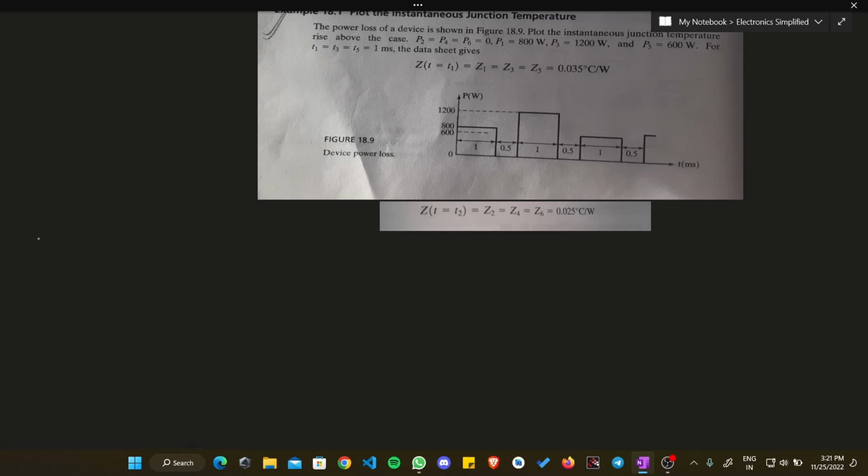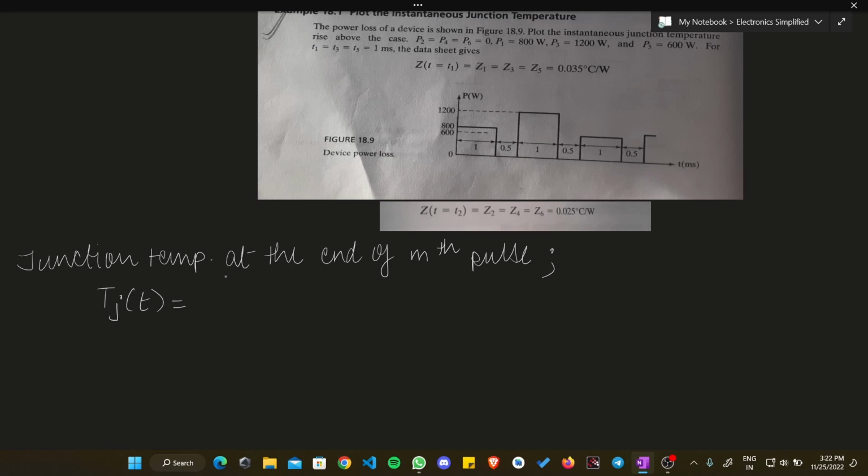One must be clear with one of the equations, that is the junction temperature at the end of the mth pulse. It is given by one formula, and that formula must be clear to you. That is the prerequisite for solving this question. If this formula is clear to you, this question is nothing but a cakewalk.